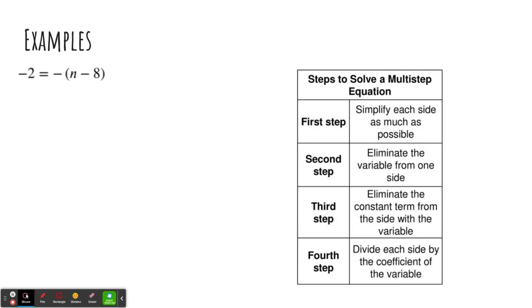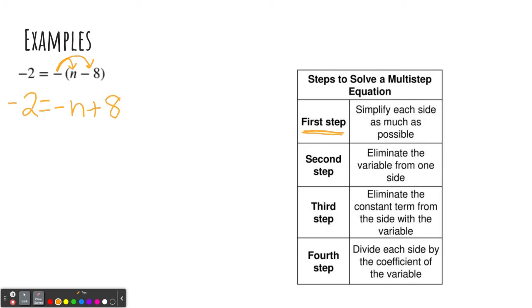The first example, -2 equals negative parentheses n minus 8. Our first step is we're going to simplify each side as much as possible. In this case, I'm going to simplify the right side. The left side is already simplified, it's just -2. To simplify, I'm going to distribute this negative in. So now I have -2 equals negative n plus 8.